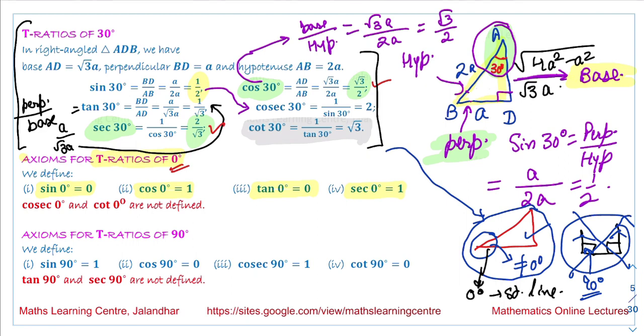How can you look at these values? Suppose we have drawn a triangle whose angle is 0 degree. It means this angle is 0 degree. It means it is a straight line. So in this case, if we draw something like this, then what will happen over here? We are saying the value of the perpendicular. These things I am just talking about hypothetically.